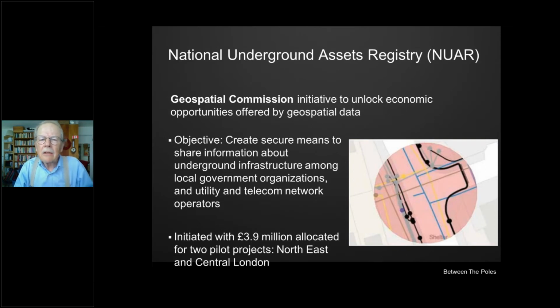This is the National Underground Asset Registry that we mentioned at the beginning. This has been funded by the Geospatial Commission, which was just created about 2 or 3 years ago. It was started with £3.9 million allocated to 2 projects, one in the Northeast and the other one in central London. The one in the Northeast was in Newcastle. It started about 2 years ago, and was remarkable because they were able to bring together all the local utilities and the telecoms together with local government to work and share information.